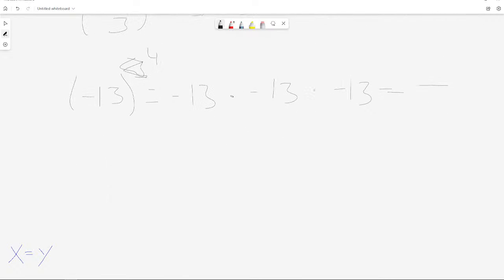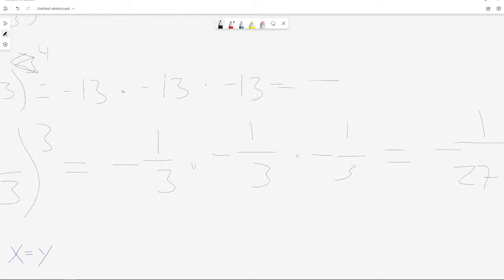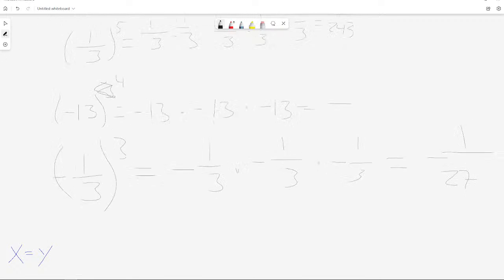Here, let's make this something we can actually do. Let's switch this to negative 1/3. So you'd get negative 1/3 times negative 1/3 times negative 1/3. You're going to get negative 1/27. 3 times 3 times 3 is 27. Negative times negative is positive, times negative makes that negative.